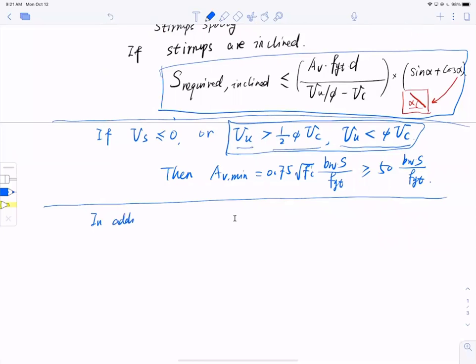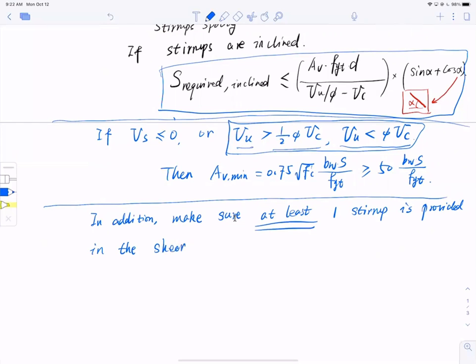And in addition, there's another exception. We have to make sure at least one stirrup is provided in the shear cracking zone. Not very fond of this pen. Shear cracking zone. At least one stirrup has to fit in the shear cracking zone.